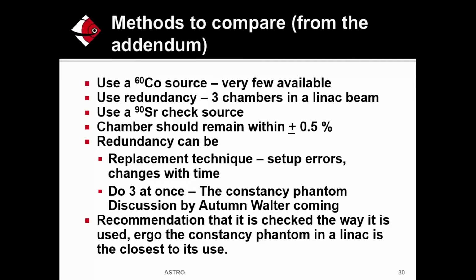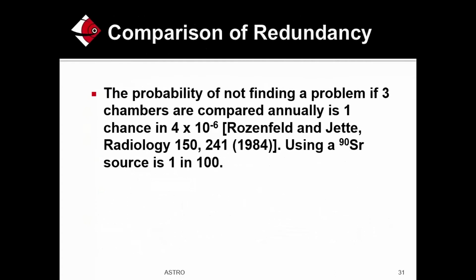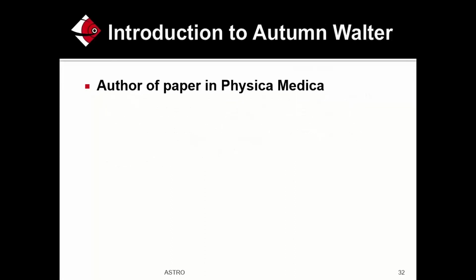So the recommendation from the Addendum says use them all at once. And in addition, with the LINAC, you're checking the output of the LINAC at the same time with your reference chamber in the center. So just a comparison quickly, the probability of not finding a problem if 3 chambers are compared is 1 chance in 4 million. That's from Rosenfeld, and the reference is given there. Using a strontium-90 source is 1 chance in 100, not a million. The author of the paper, in Physica Medica, is Autumn Walter, and I turn it over to her now.